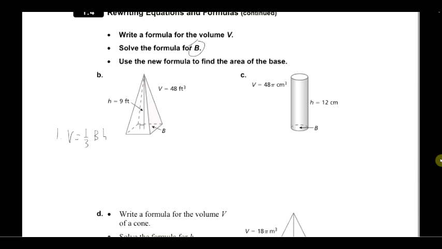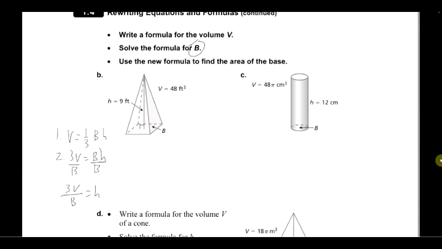Let's do some fancy rewriting. The inverse operation of multiplying something by 1/3 is dividing by 1/3. And in order to divide by a fraction, you multiply by its reciprocal, or 3 in this case. So we have 3V equals area of base times height. We need to do one more thing, we're not quite done: divide both sides by B. So our final formula is 3 times the volume divided by the area of the base equals the height.